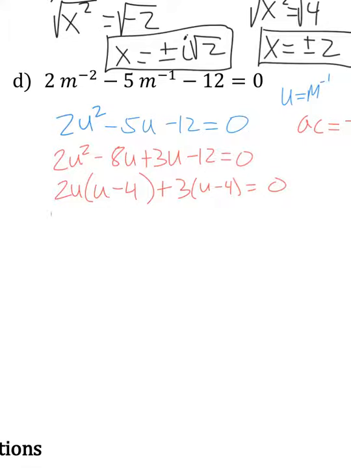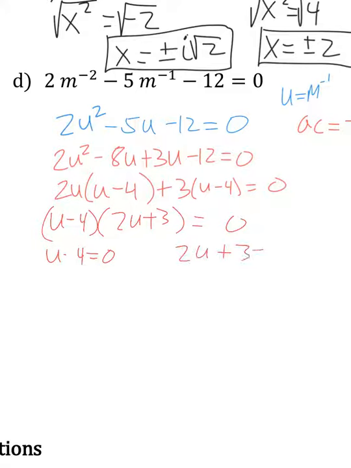u minus 4 times 2u plus 3 equals 0. So u minus 4 equals 0, 2u plus 3 equals 0, right? And u equals 4, and subtract 3 divided by 2, negative 3 halves. Are we okay with that? Okay.